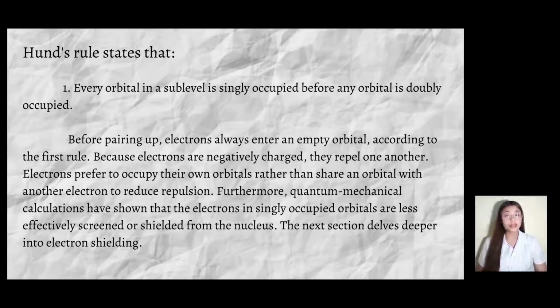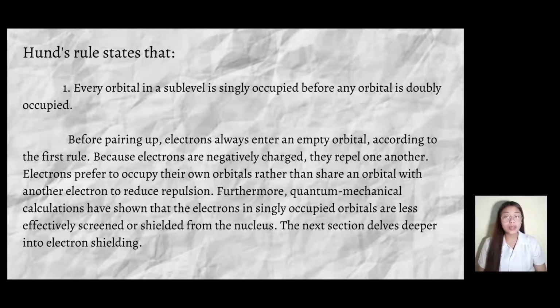Hund's rule states that first, every orbital in a sublevel is singly occupied before any orbital is doubly occupied. To further explain, before pairing up, electrons always enter an empty orbital because electrons are negatively charged. Therefore, they repel one another. Electrons prefer to occupy their own orbitals rather than share an orbital with another electron to reduce repulsion.